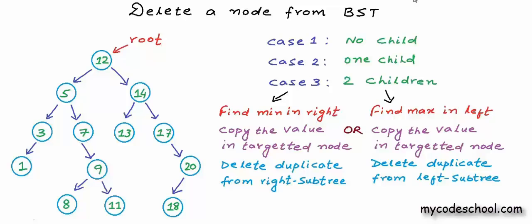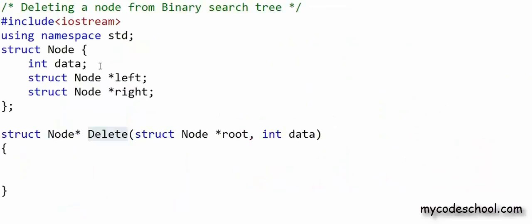Let's now write code for this logic. I'll write C++ and we will use recursion. If you're not very comfortable applying recursion on trees, then make sure you watch earlier lessons in this series. You can find link to them in description of this video. In my code here, I have defined node as a structure with 3 fields. We have one field to store data, and we have 2 fields that are pointers to node to store addresses of left and right children.